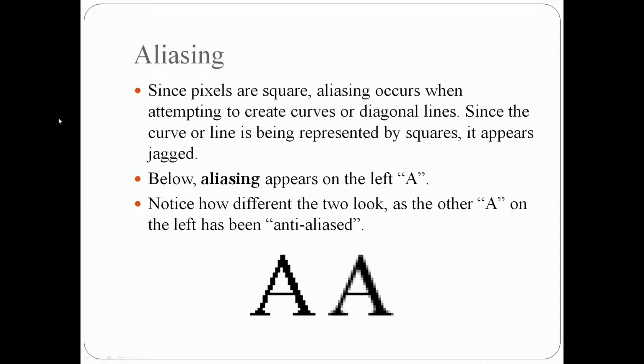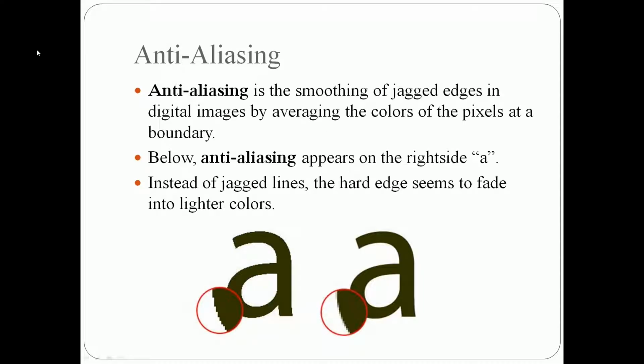Aliasing is what's happening on the left, all those jagged edges. But on the right, we have what's called anti-aliasing. Anti-aliasing is the smoothing of jagged edges in digital images by averaging the colors of pixels at a boundary. Below, anti-aliasing appears on the right side. Instead of jagged lines, the hard edge seems to fade into lighter colors. Instead of the edge running to black, it runs to gray, then light gray, then white to fade the edge.